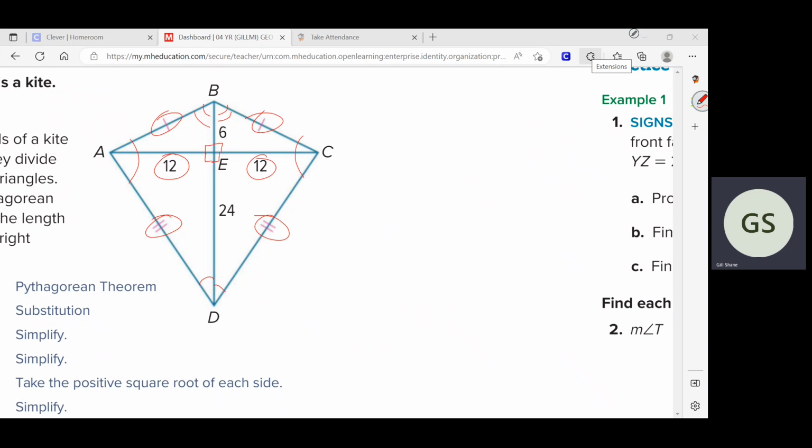So here's the main thing you need to figure out on your own if I give you a kite. And it won't look like that. It'll look more like this.